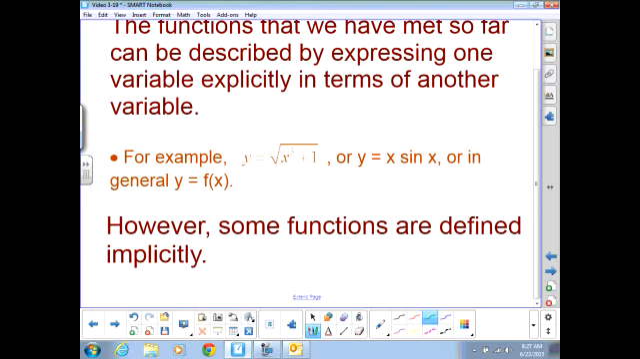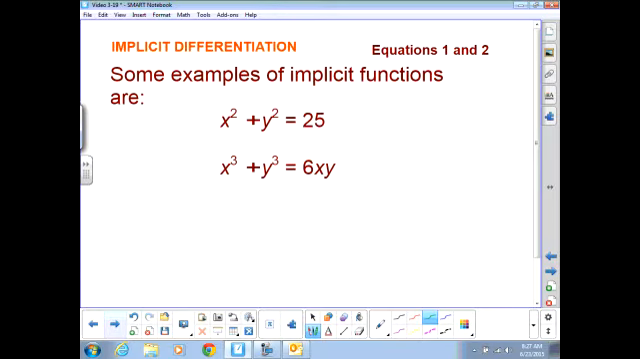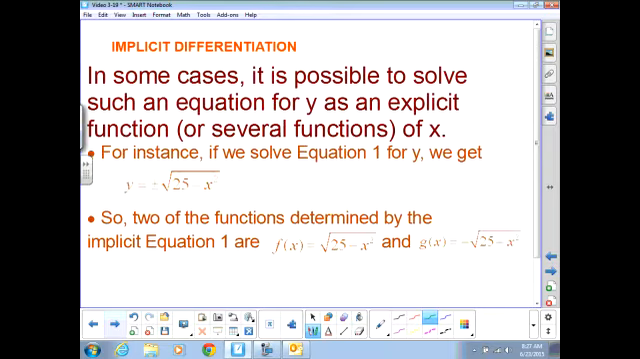Some functions cannot be defined explicitly with y by itself. For example, x squared plus y squared equals 25, so in other words, a circle. Something else, x cubed plus y cubed equals 6xy. The reason the first one cannot be written explicitly with y by itself is because if we try to get y by itself, we would need to do the plus and minus when we take the radical, which is really giving us two separate functions.